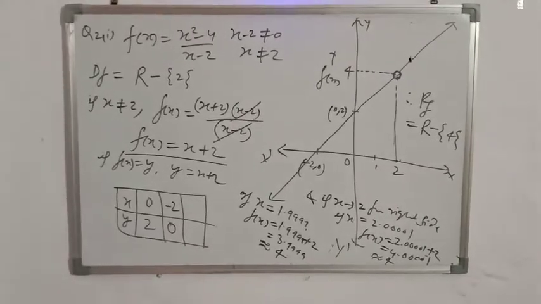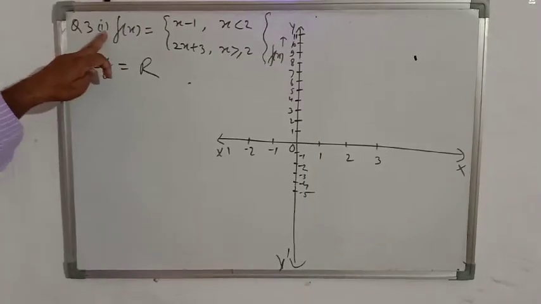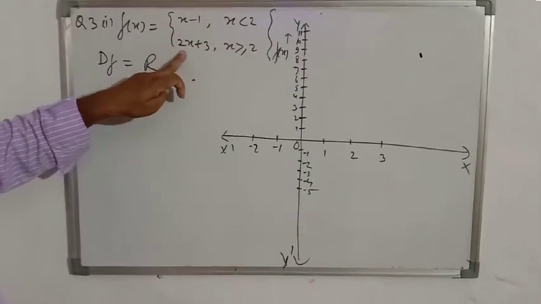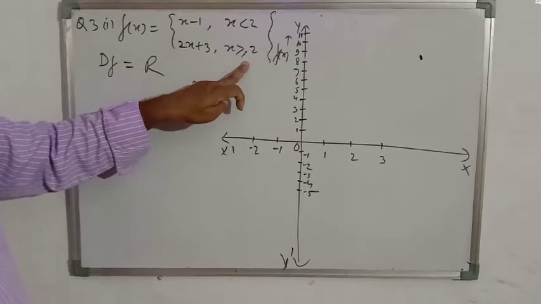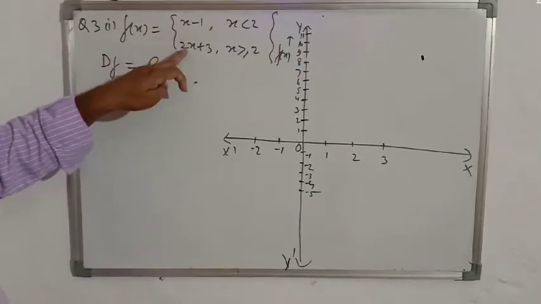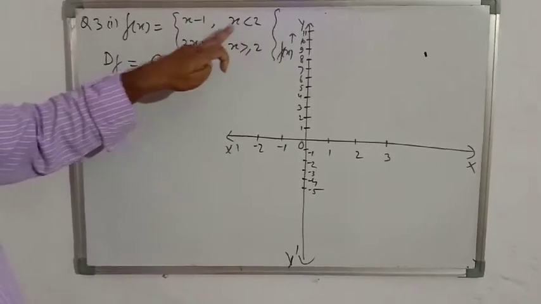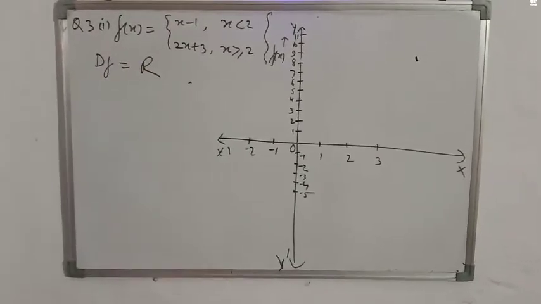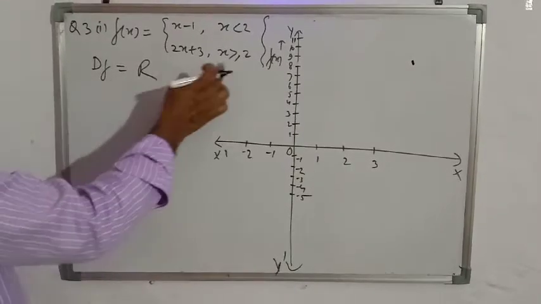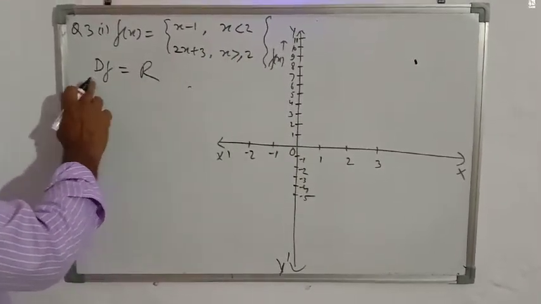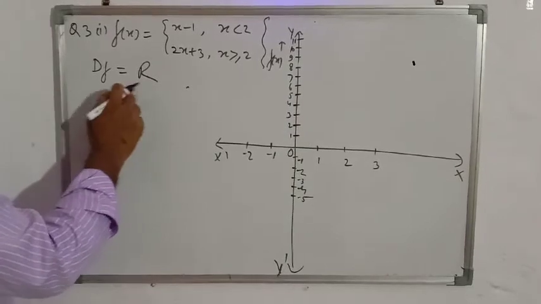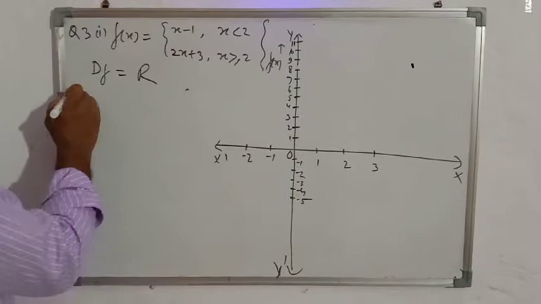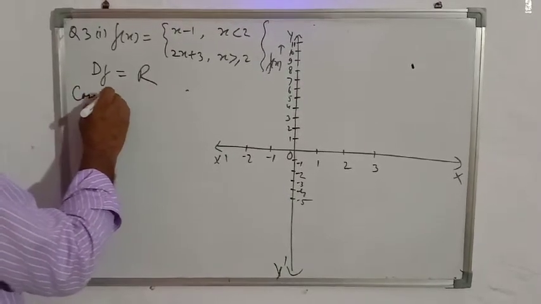Now we will see question number 3, first part. f(x) is equal to x minus 1 if x is less than 2, and 2x plus 3 if x is greater than or equal to 2. There are two values of the function. For x less than 2, the function is x minus 1, and for x greater than or equal to 2, the function is 2x plus 3. So it means the function is defined for all the real numbers. So the domain of the function is the set of real numbers. Now, we have to find the range with the help of the graph.